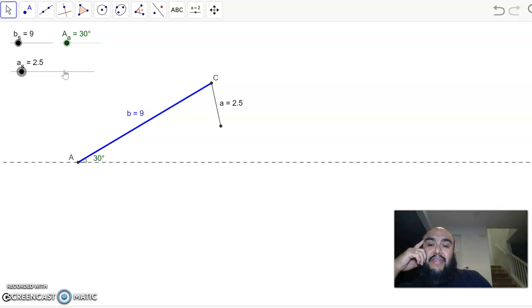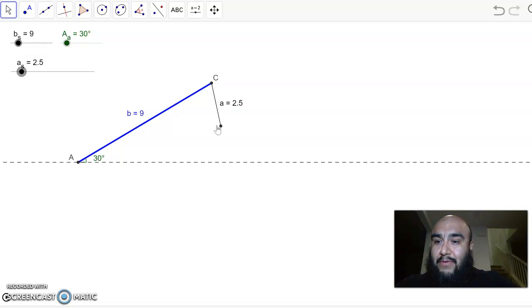The ambiguous case is a case where we're given a side, another side, and then an angle, and the angle is not the one between the two given sides. Here is a quick demo of the ambiguous case, the side-side-angle. What you'll notice is that in this case there is no triangle formed, if we're given side A as 2.5, side B as 9, and our angle alpha as 30 degrees.